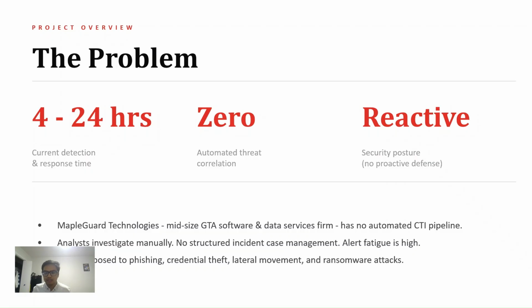Second, they have zero automated threat detection or correlation. Their analysts are doing everything manually, which leads to alert fatigue and missed indicators. Third, their overall posture is reactive. They have no proactive defense, no structured way to track incidents, and no threat intelligence pipeline. This leaves them highly exposed to attacks like phishing, credential theft, lateral movement, and ransomware. This is exactly the problem our CTI framework is designed to fix.